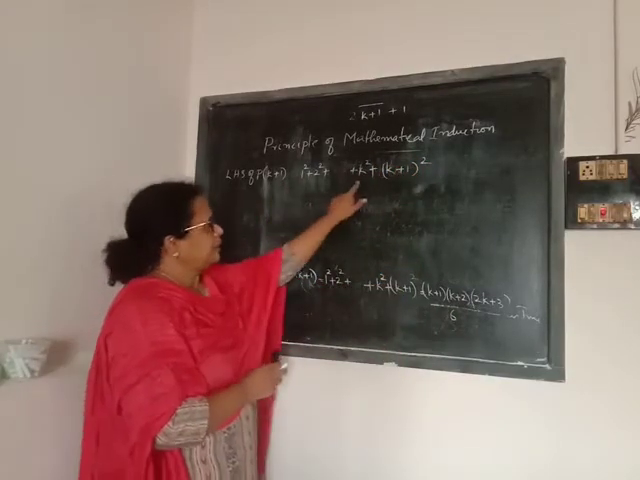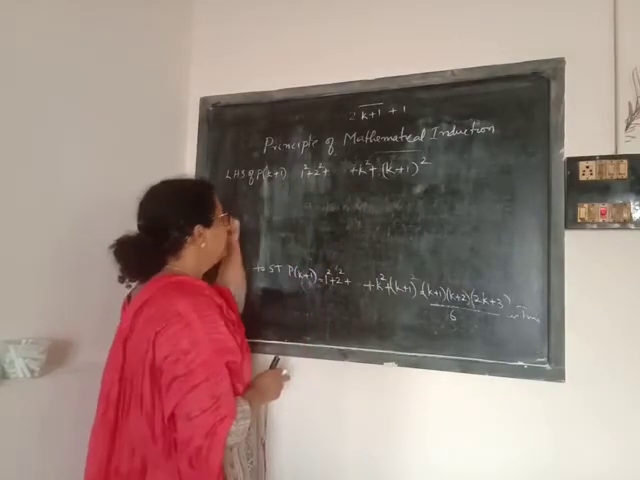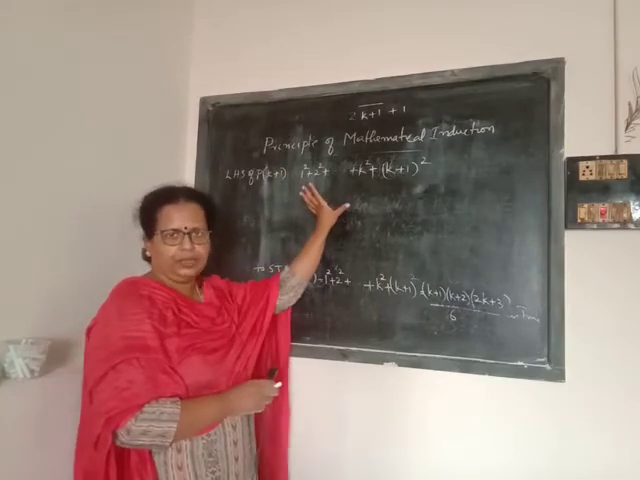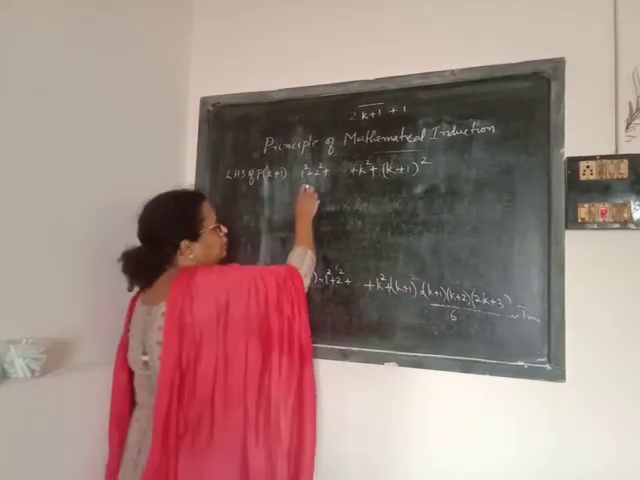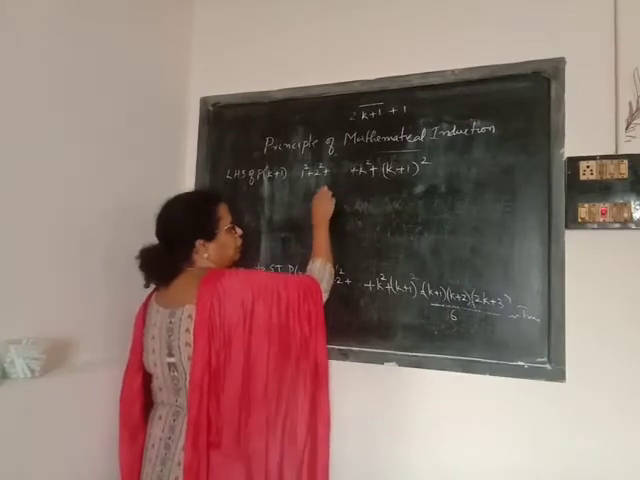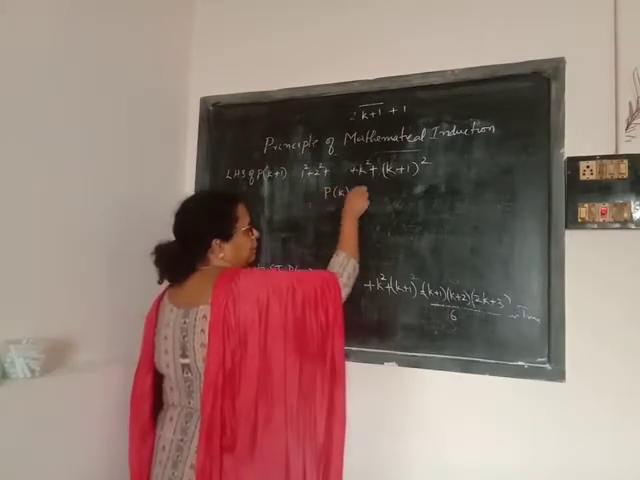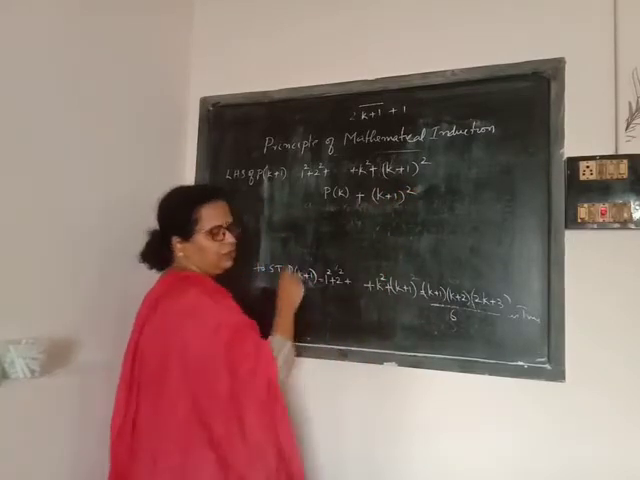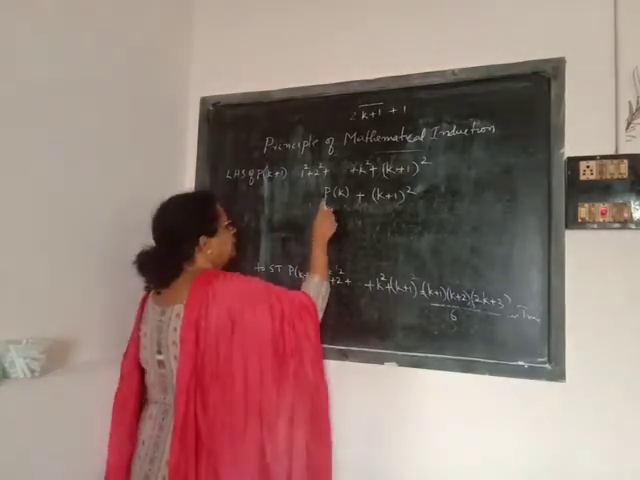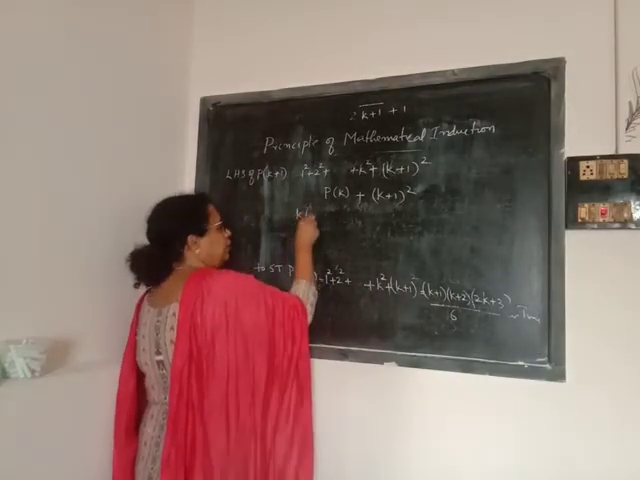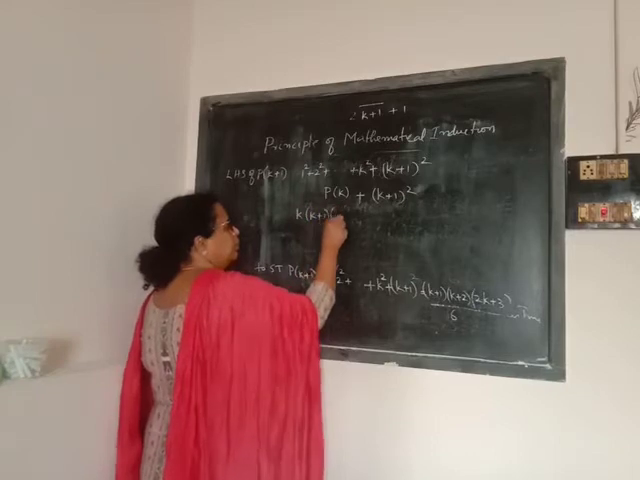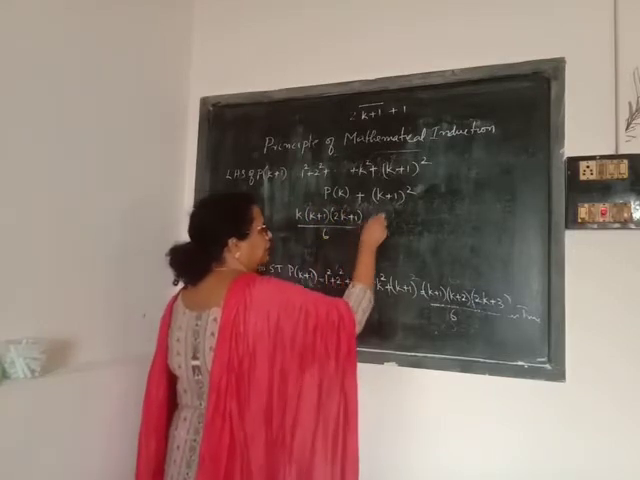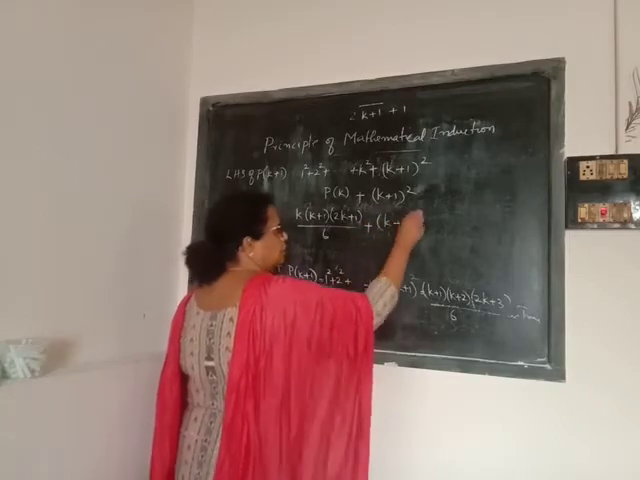Now up to k squared is what? P of k. Always when you prove P of k plus 1, in that you substitute P of k. Then only you will get the result. So 1 squared plus 2 squared plus up to k squared is P of k. So P of k plus k plus 1 whole squared. Now P of k result we know. Substitute RHS value. What is it? K into k plus 1 into 2k plus 1 by 6 plus k plus 1 whole square.